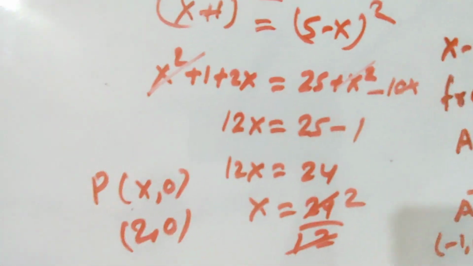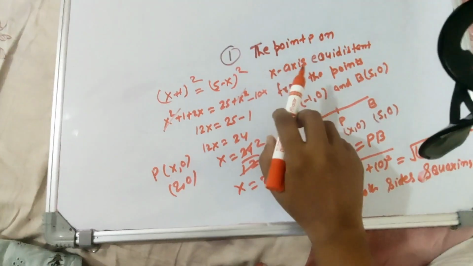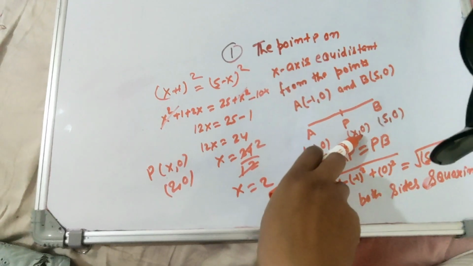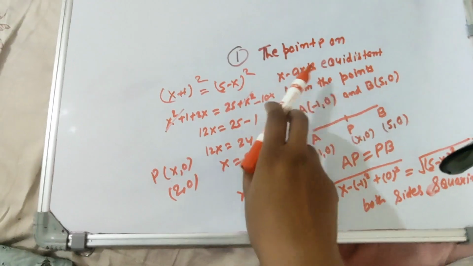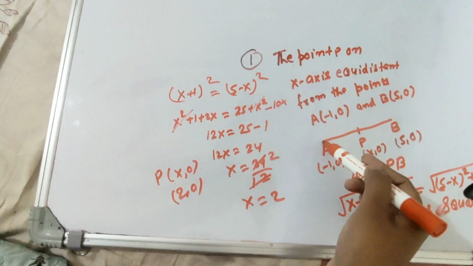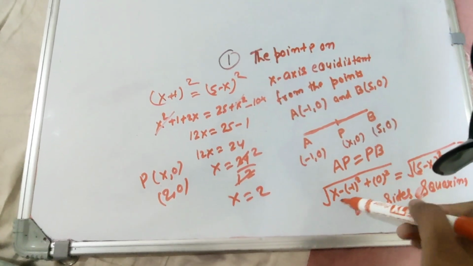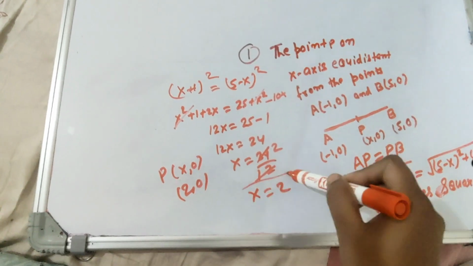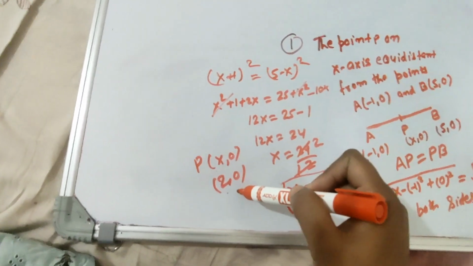This is the long process for solving a 3 marks question. If a 3 marks question is given, you solve it this way. First, find the P point. P is on the x-axis, so let it be (x, 0), with A given as (-1, 0) and B given as (5, 0). The question says P is equidistant, meaning AP and PB are equal distance, so AP equals PB. Use the distance formula and solve for x, and the x value is 2. Then the P coordinate is (2, 0).